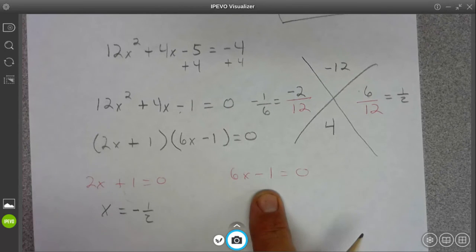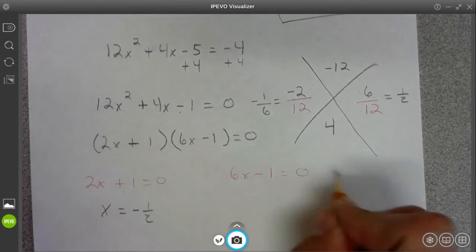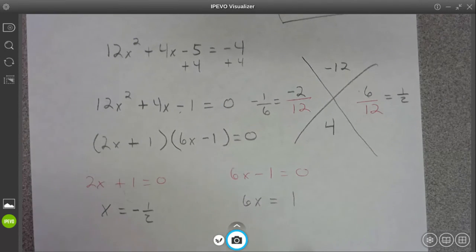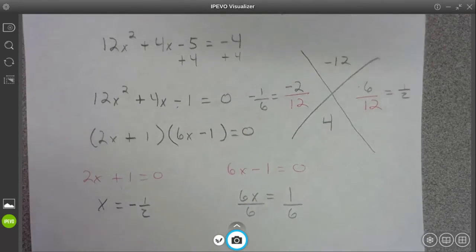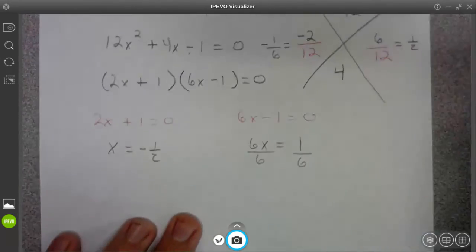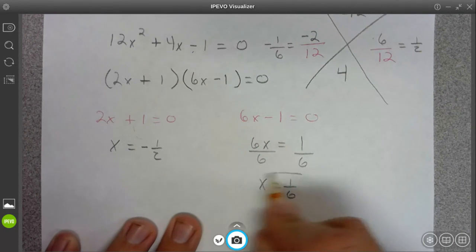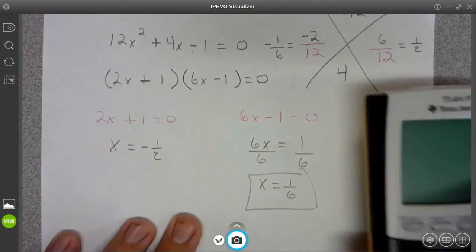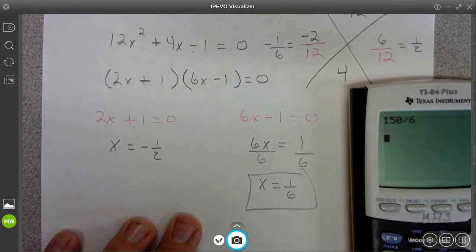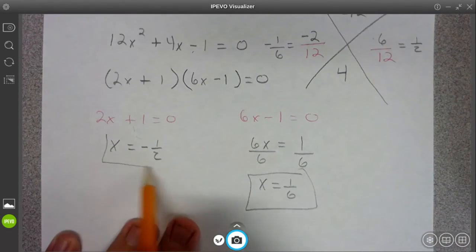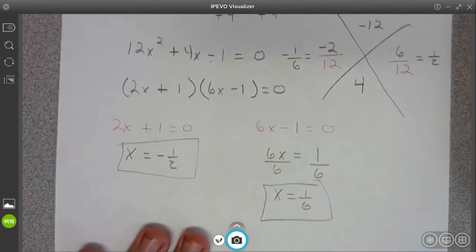For this one, sorry, I'm getting lazy, I'm getting tired. Plus 1 to both sides. You get 1. And then divide by 6. There we go. And you're going to get x equals 1 over 6, which I think is a decimal. It's 0.16. 1 divided by 6. Yeah, 0.1666 repeating. So those are your two answers, and those are your extra examples.